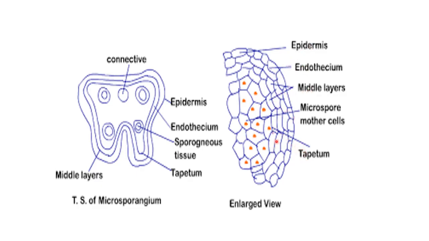Tapetum is the layer which is going to nourish the microspore mother cells. The mother cells are formed from the sporogenous cells, and the microspore mother cells are going to give rise to the microspores. Above this, the tapetum also has the function of producing many proteins and is responsible for the fertility or sterility of the microspores that are going to be formed from the microspore mother cells.